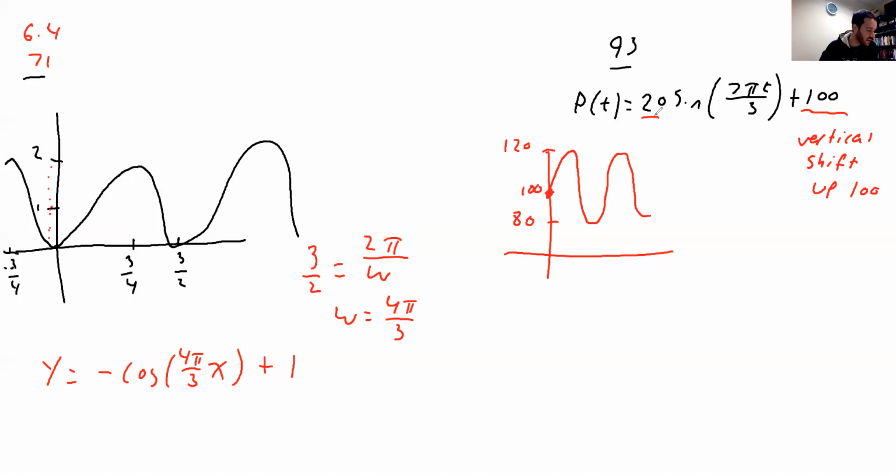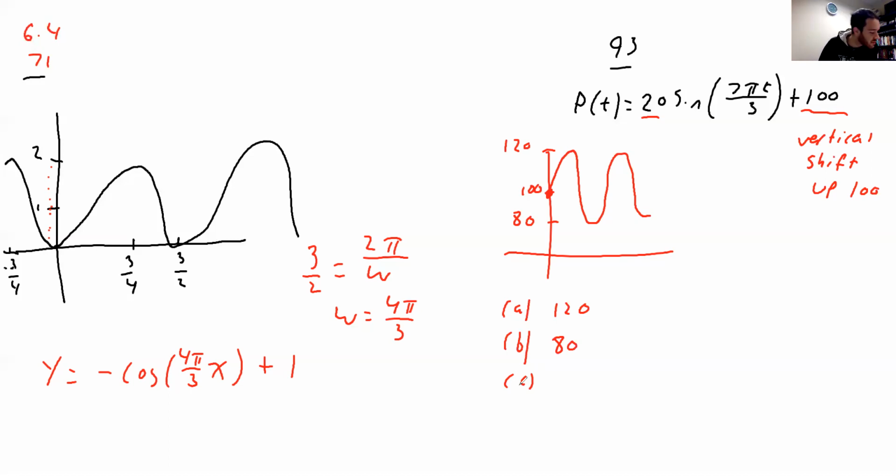So again, the question said that the maximum value of P is the systolic pressure, and part A said, what is the individual's systolic pressure? So the answer to part A is going to be 120. B says, what's the individual's diastolic pressure, which was the minimum value. So that's going to be 80. And part C says, what's the individual's heart rate? So the heart rate is going to be how many times it beats per minute.